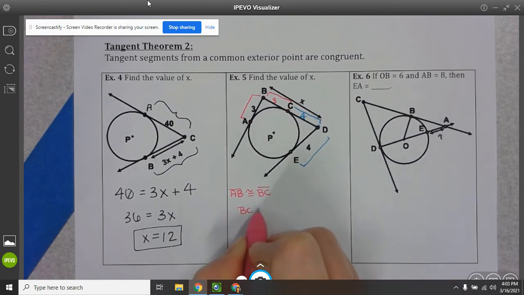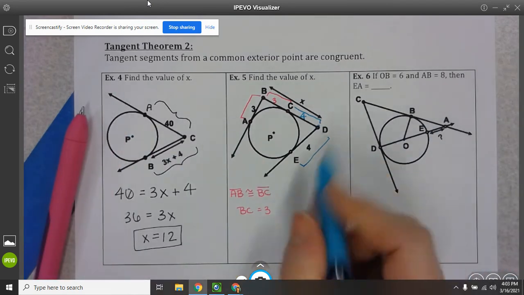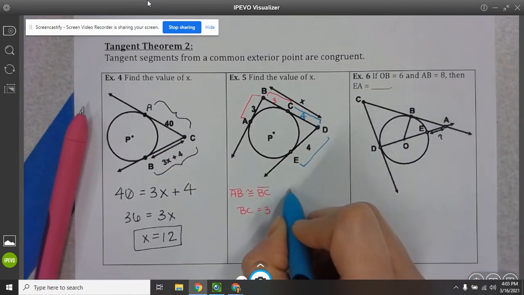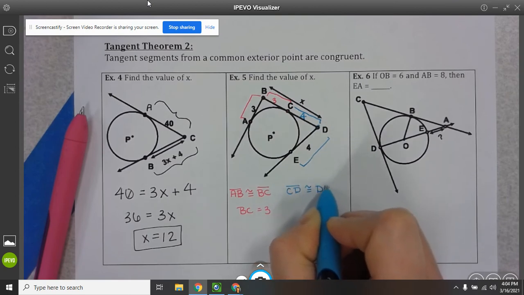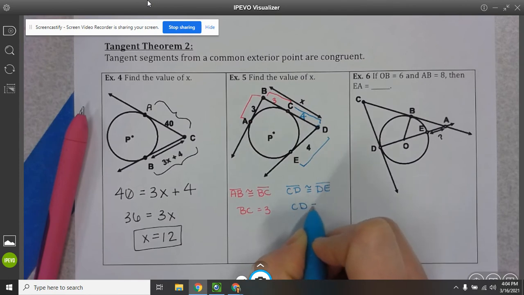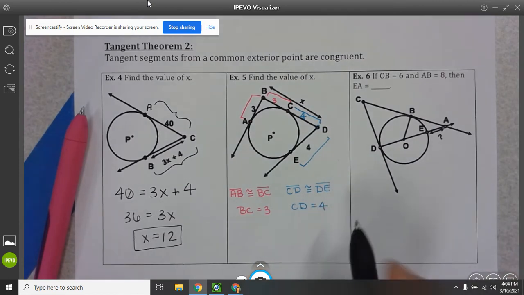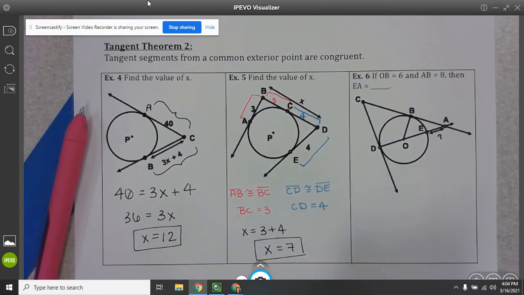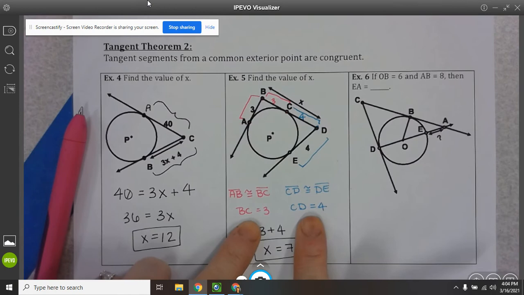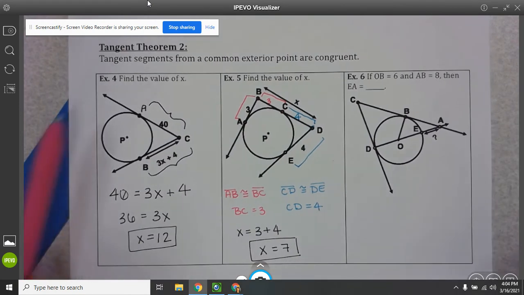So BC is 3. And here, CD is congruent to DE. So CD was 4. Now to find X, well, X was those 2 things put together. So it was 3 plus 4. So X is 7. Now these statements here, you don't have to write those kinds of statements down, but I wanted you to see it so you were okay.